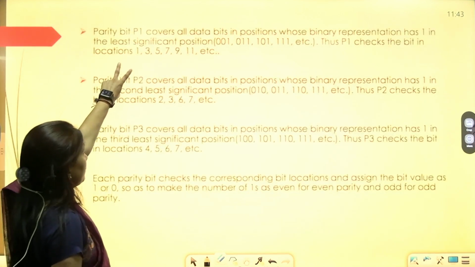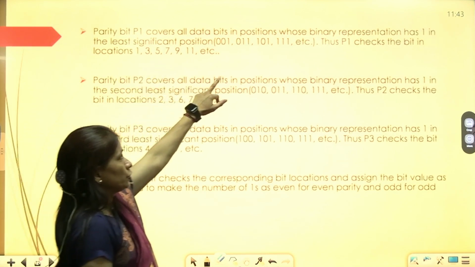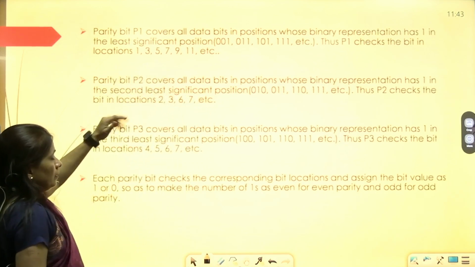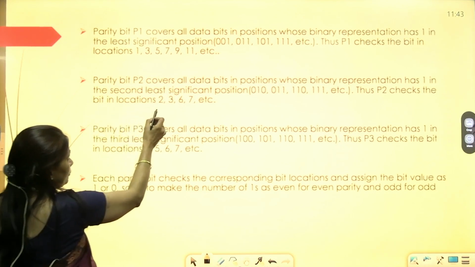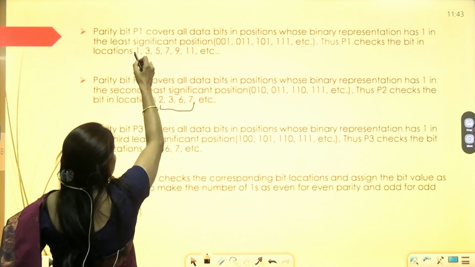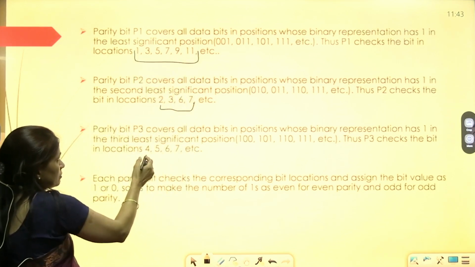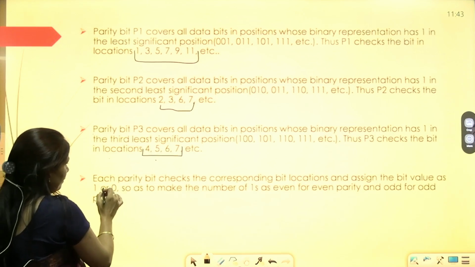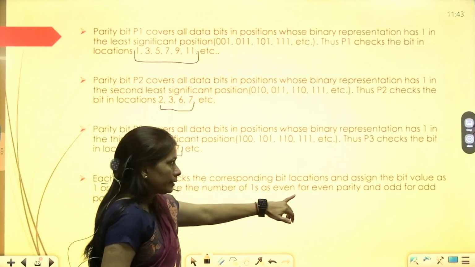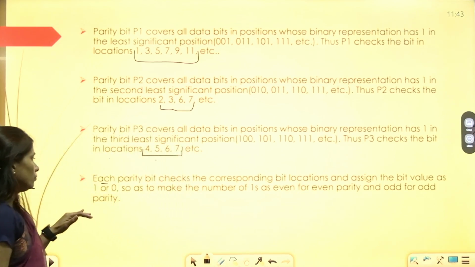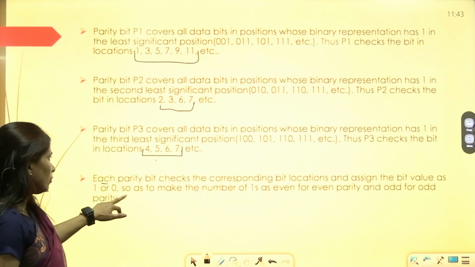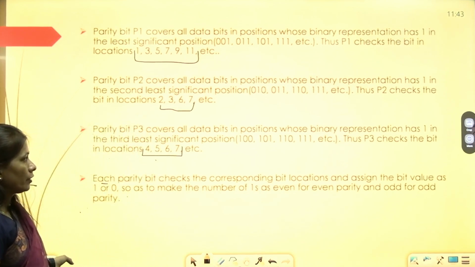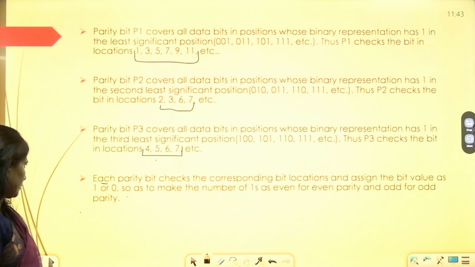Next, parity bit P1 covers all data bit positions whose binary representation has a 1 in the first position: 1, 3, 5, 7, 9. And parity bit P2 covers 2, 3, 6, 7. These are the positions in the original message bits. P3 covers 4, 5, 6, 7. Each parity bit checks the corresponding bit locations and assigns the bit value 1 or 0 so as to make the number of ones even for even parity and odd for odd parity.